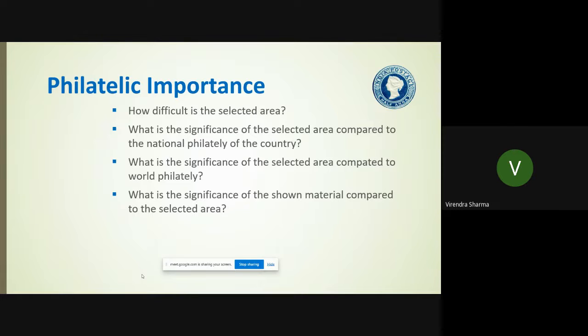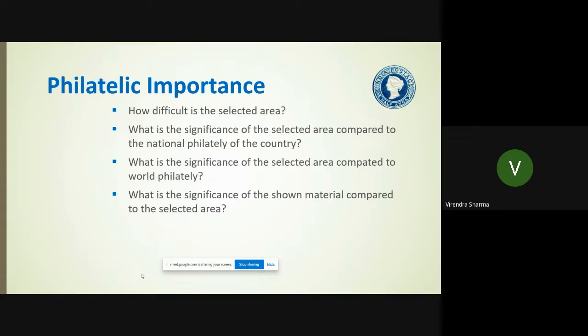What is the significance of that selected area? So let's say, suppose you are selecting a very small state or very small area, which for national philately does not have much impact, right? Or it's not that much importance compared to others. So let's say, suppose you are talking about entire India, and if it is a national exhibition in India, of course, its importance would be very high, right? While if we take a very tiny state and talk about that, probably that will go less.